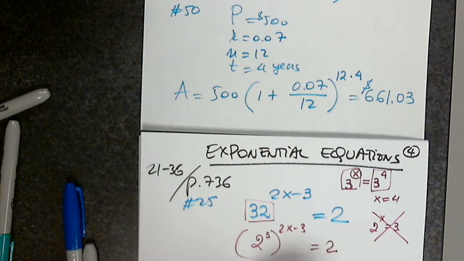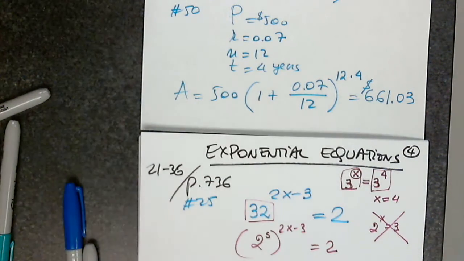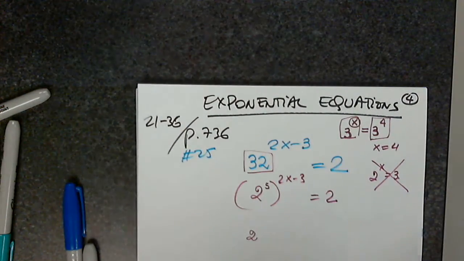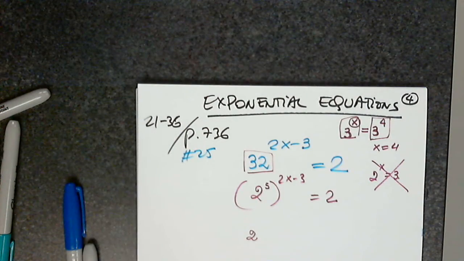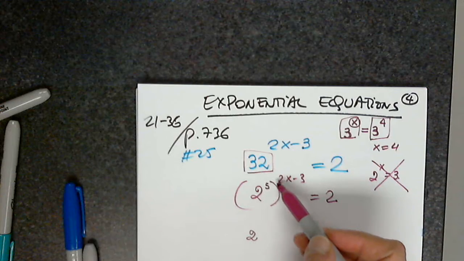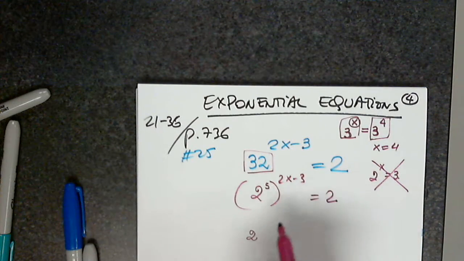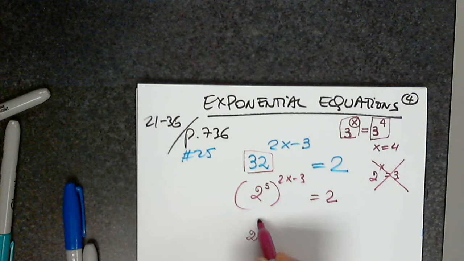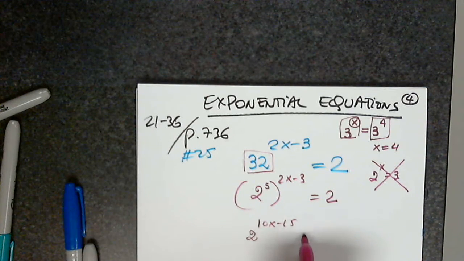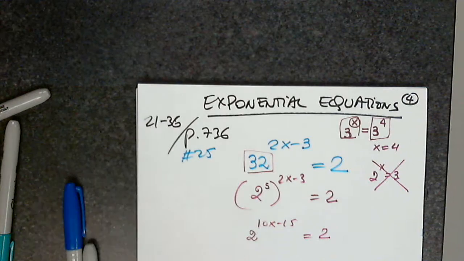Now, the left-hand side needs to be simplified. I copy the base. What happens with the exponents? We just did this when we graphed the other shape. Exactly. So I have to distribute 5 to 2x and 5 to negative 3. What do I get? Equals 2. Awesome. Now I have two numbers with the same base.